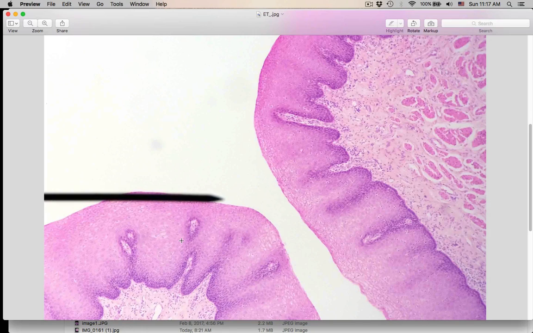What is the name of this epithelial tissue? And for a second part of this one, tell me where you would find this type of epithelial tissue in the body.